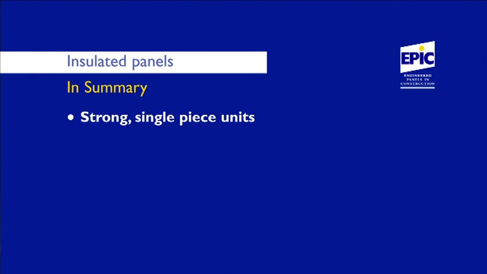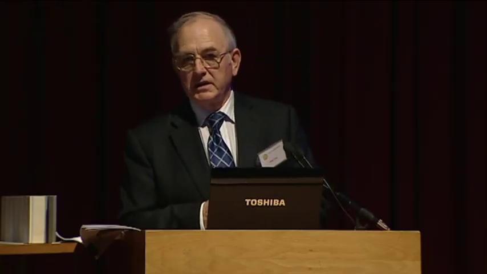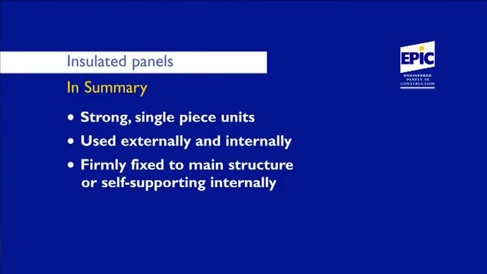So in summary, what have we got? We've got panels, they're strong single-piece units. They are fixed to a frame, particularly the external panels. They are fixed firmly to a structural framework because they have to withstand wind forces. Internally, they're often freestanding, but the ceiling panels may be hung from hangers.